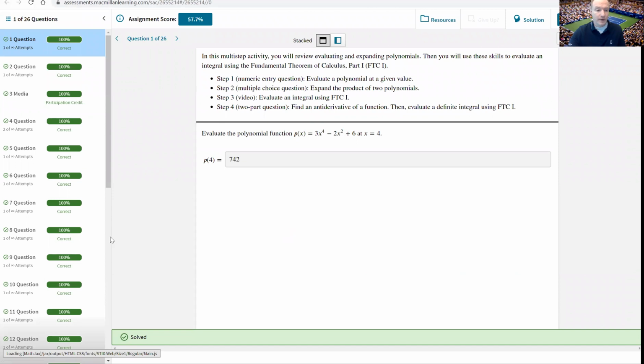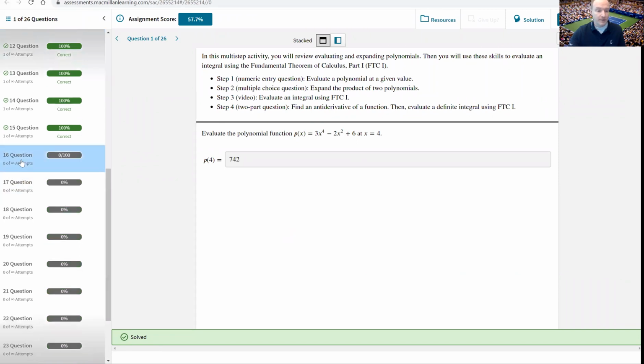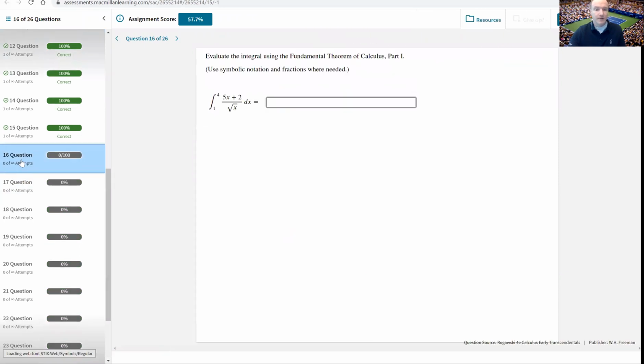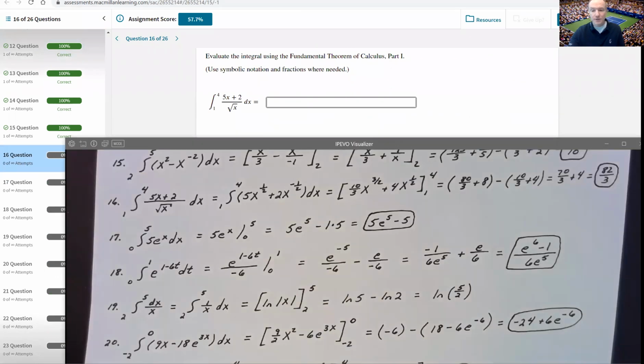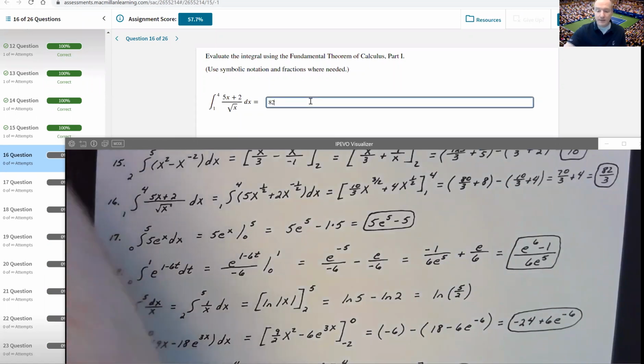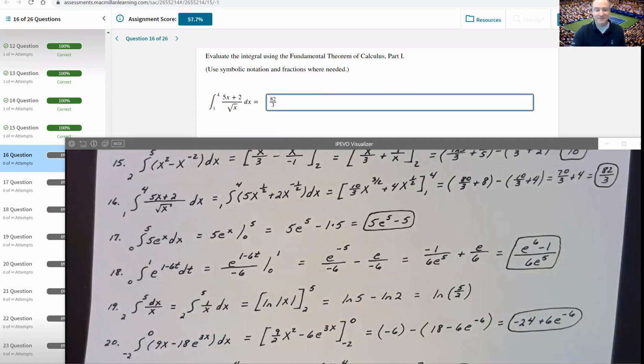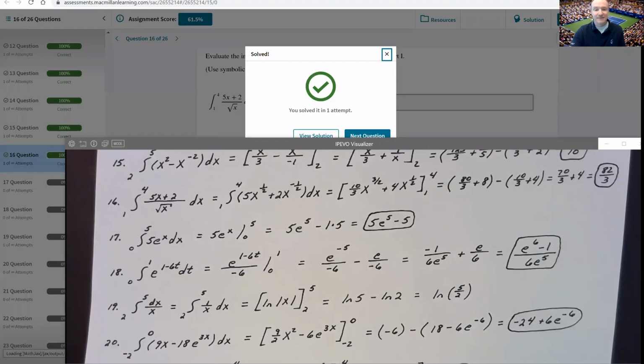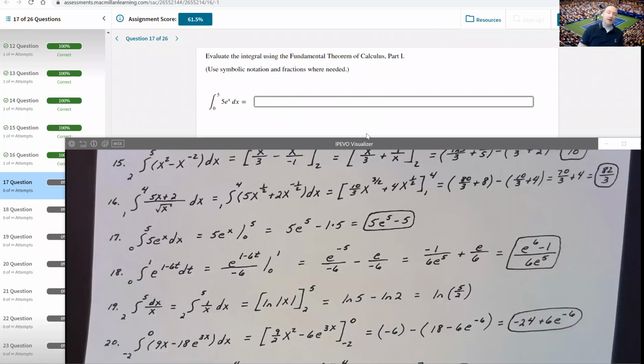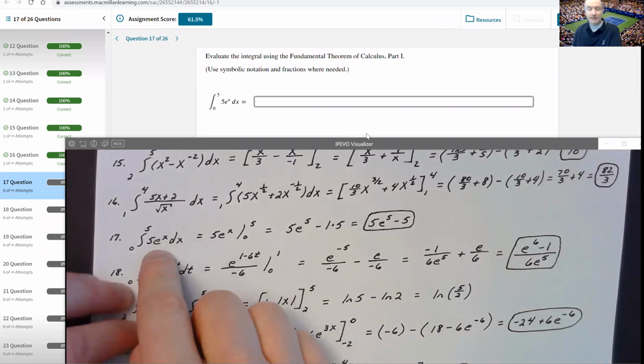Now, hopefully we won't have any issues like what happened last time. Notice the same problem, and to this problem we had the solution 82/3. I'll put that solution in again, and it should work this time. It does.